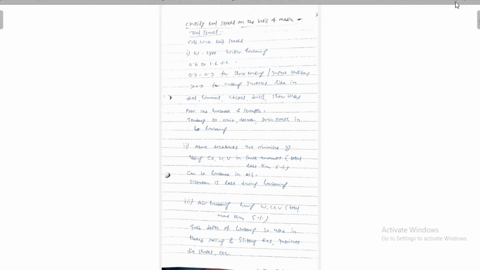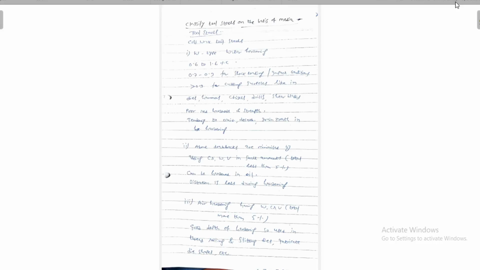The shock loading or impact loading conditions, wherever required, like your hammers and anvils, will be kept in the category of 0.7 to 0.9% carbon, and carbon content more than 0.9 will be required for making drills, shear blades, wherever more hardness, wear resistivity and cutting ability is required.